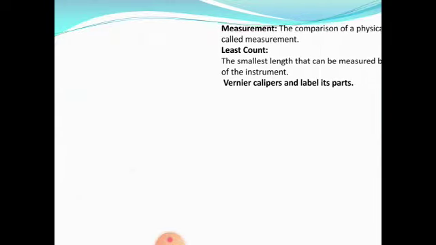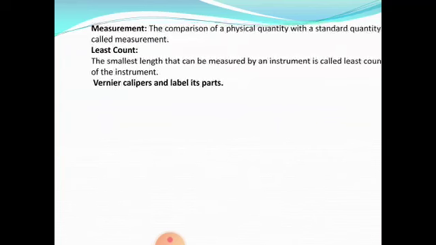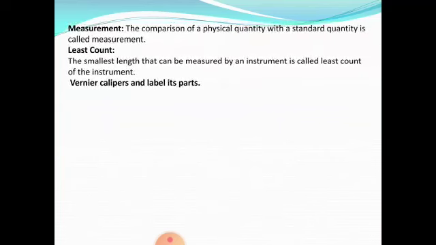The next one is the measuring instrument. Here we already know that physics is known as a science of accurate measurement. The comparison of a physical quantity with a standard quantity is called measurement. For better accuracy we can measure the length, diameter and thickness by different instruments.